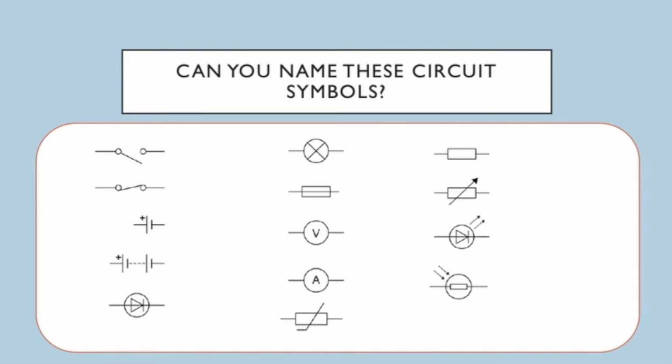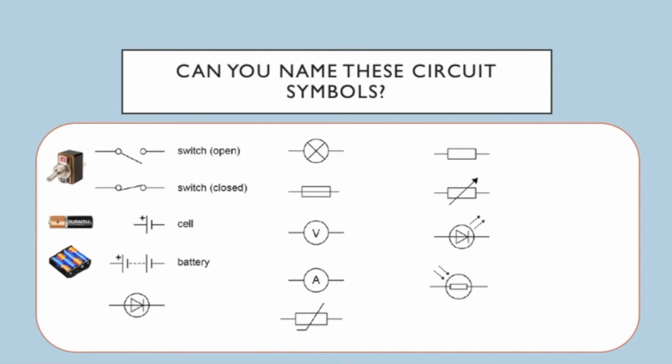Okay, did you have a go? Well, maybe I can give you some clues. Okay, so this is what this thing is. Yeah, you got it. It's a switch. How about this one then? Right, so this one is actually a cell, and this one is actually a battery.